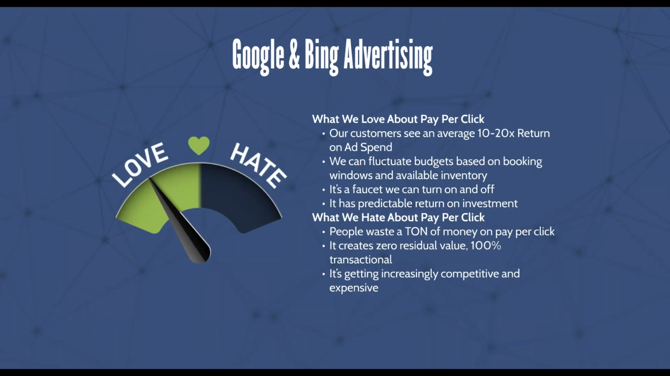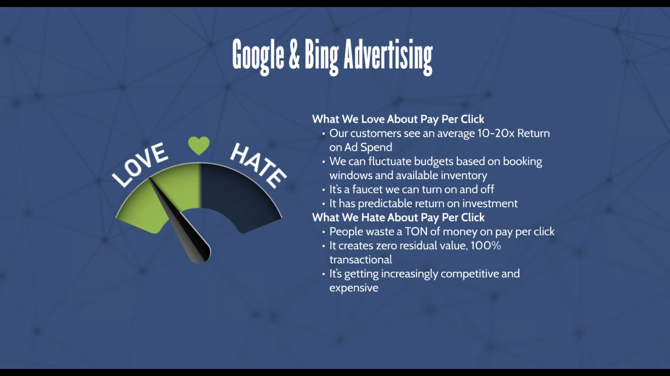So I wanted to touch on Google and Bing advertising a little bit as well. I did a whole webinar on this, a deep dive, but here are a few things that we love about pay-per-click and hate about pay-per-click. One thing we love, our customers see about a 10 to 20x return on ad spend with pay-per-click or Google ads. So that's great. We can fluctuate our budgets based on booking windows and available inventory. That's awesome as well. We can drive more demand in seasons we need more demand. It's a faucet we can turn on and off, which closely ties to that point before. And it has a predictable return on investment.